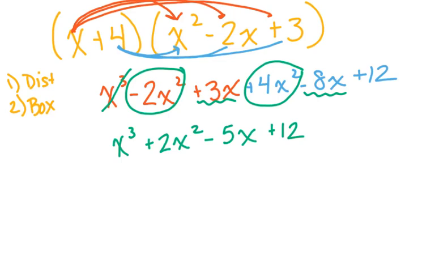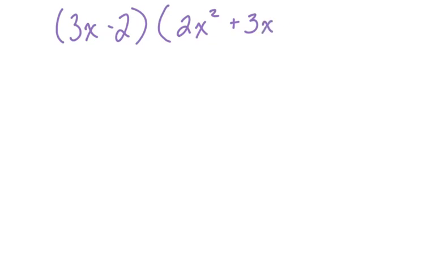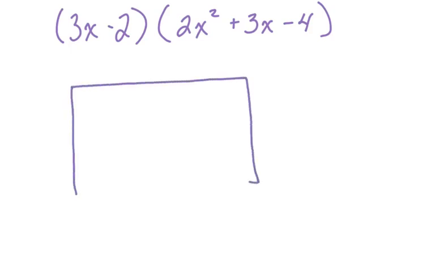Okay, so that's using the distributive method. Now we're going to try using the box method. So again, I'm just going to create a binomial and multiply it with a trinomial. And we're going to kind of just do it a little bit different now. So I have 2x squared plus 3x minus 4. So using the box method, you're going to need a 2 by 3 box in order to do this one.